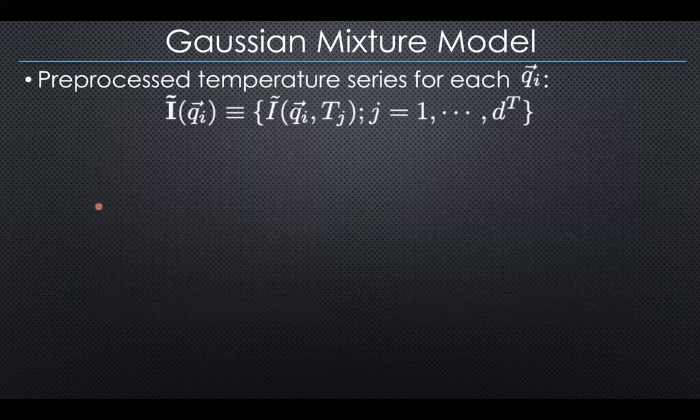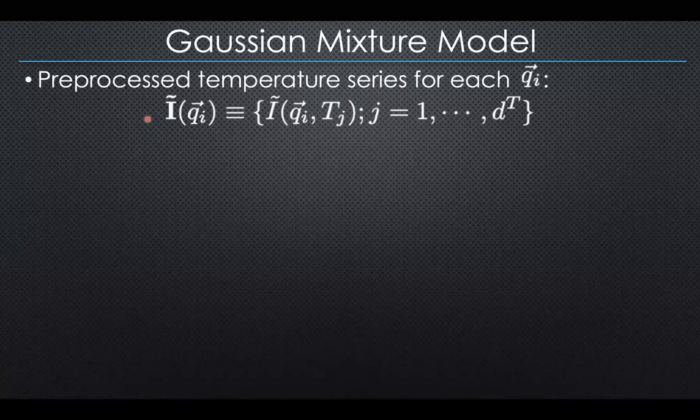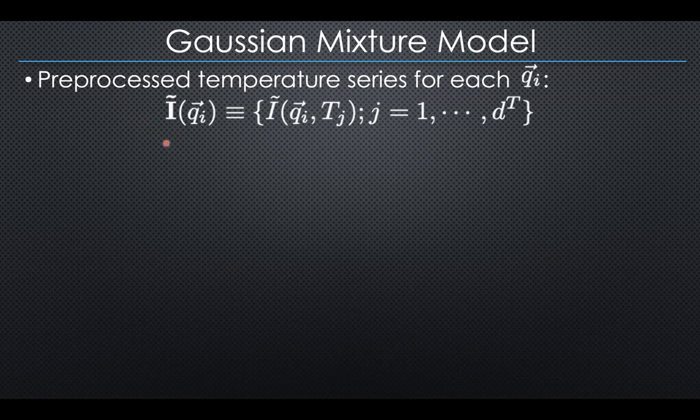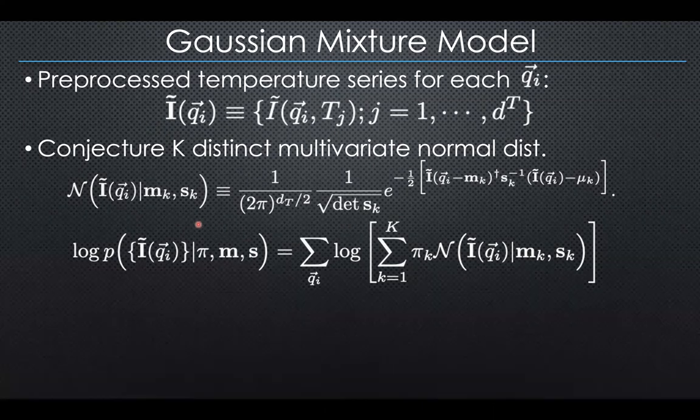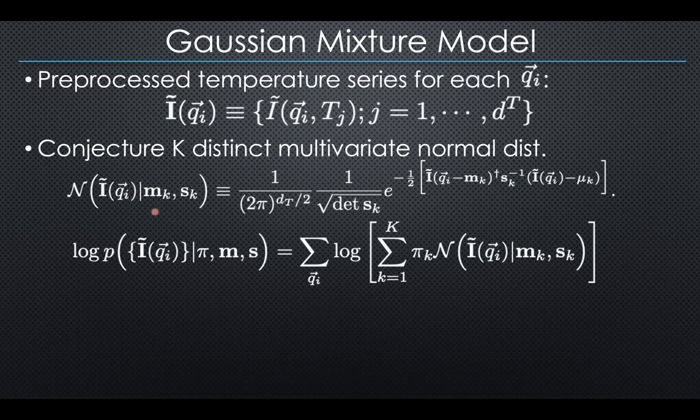The Gaussian mixture model is applied after pre-processing and reducing the volume of the data to what's showing more variation over temperature. So I have the whole series, DT, the number of temperature points that we measure, dimensional vectors associated with each Q point in my three-dimensional space. And then we are modeling that data as coming from a multivariate normal distribution. The multivariate normal distribution for a given cluster would be specified by the mean and the variance. So the conditional probability of my data, given that mean and variance, will be this formula. And then the log likelihood, if I allow mixing between different Gaussians, the normal distributions with the mixing weight pi of k, will be this.